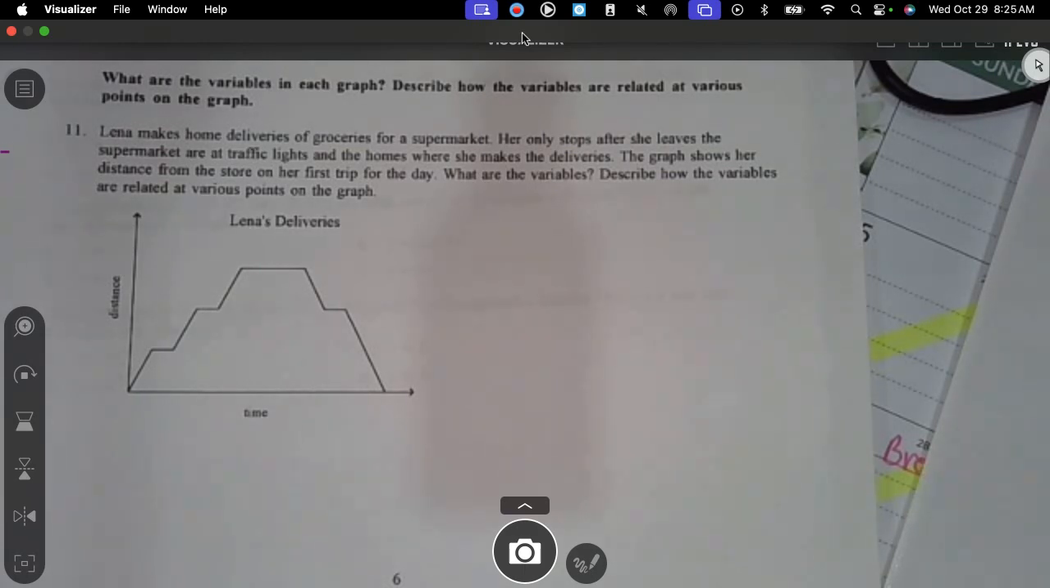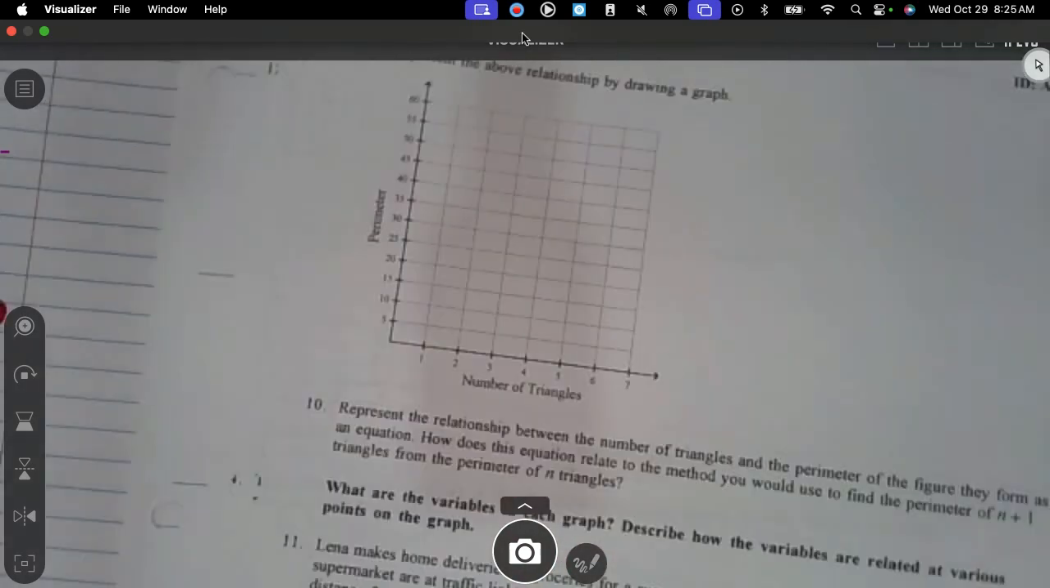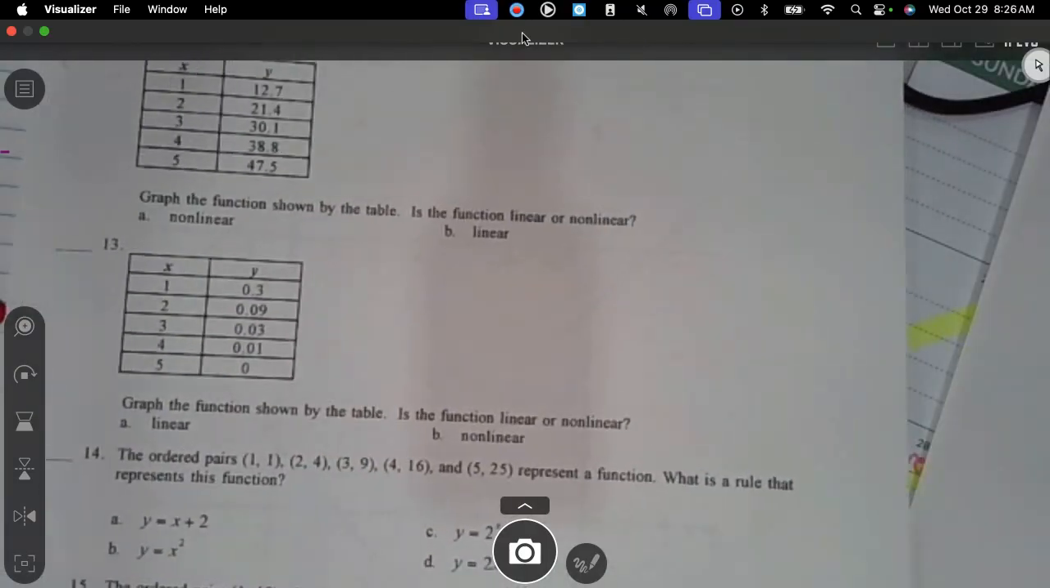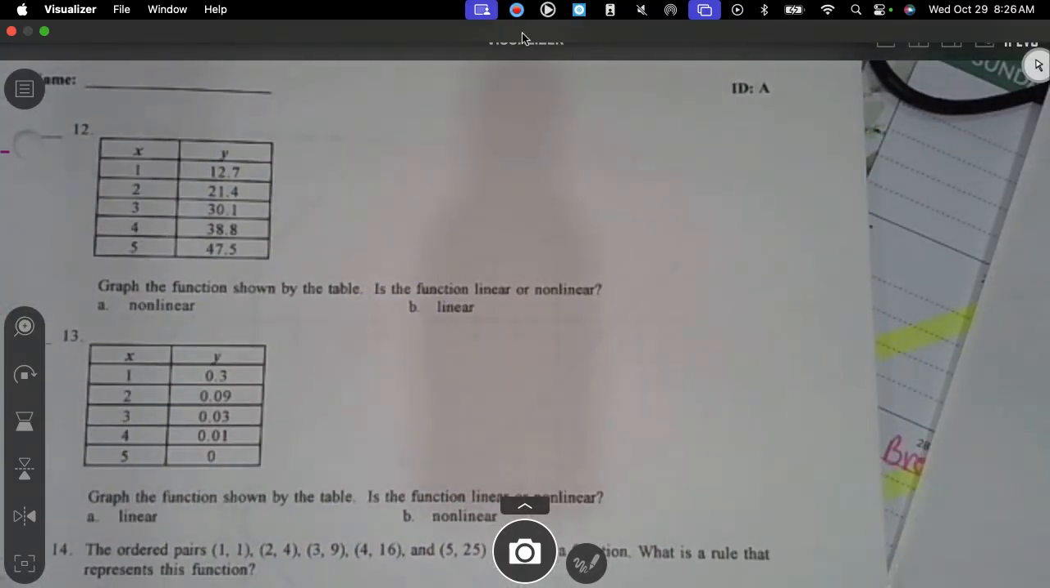All right. Let's see what's next. Keep moving along. This is what you were asking, linear or not linear? Is number 12 linear or not linear? And I'll tell you why in a second.